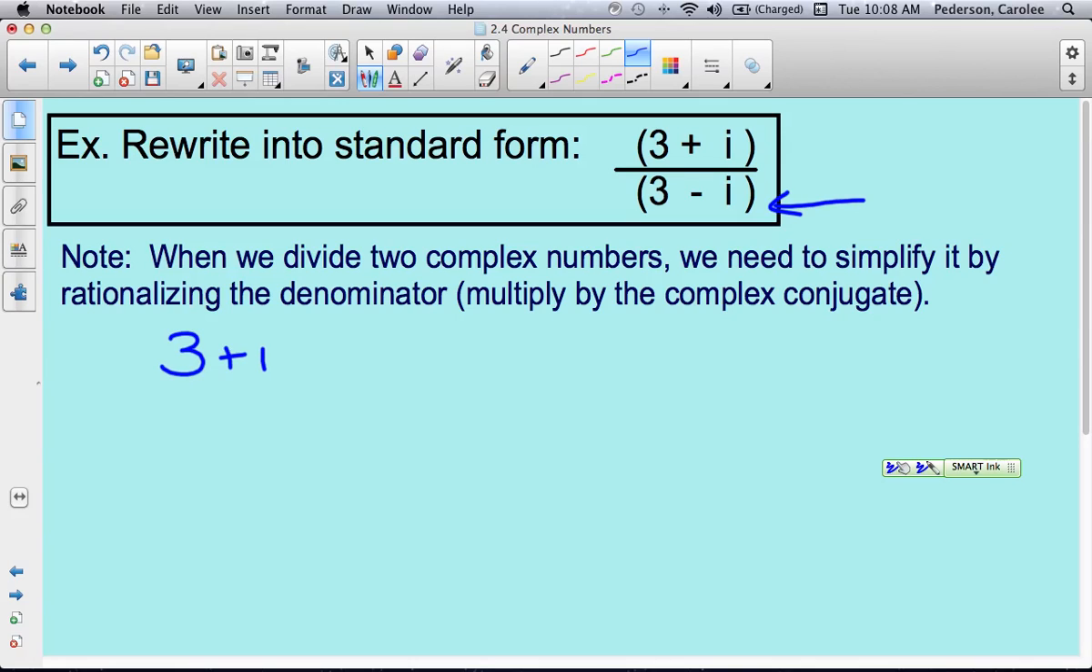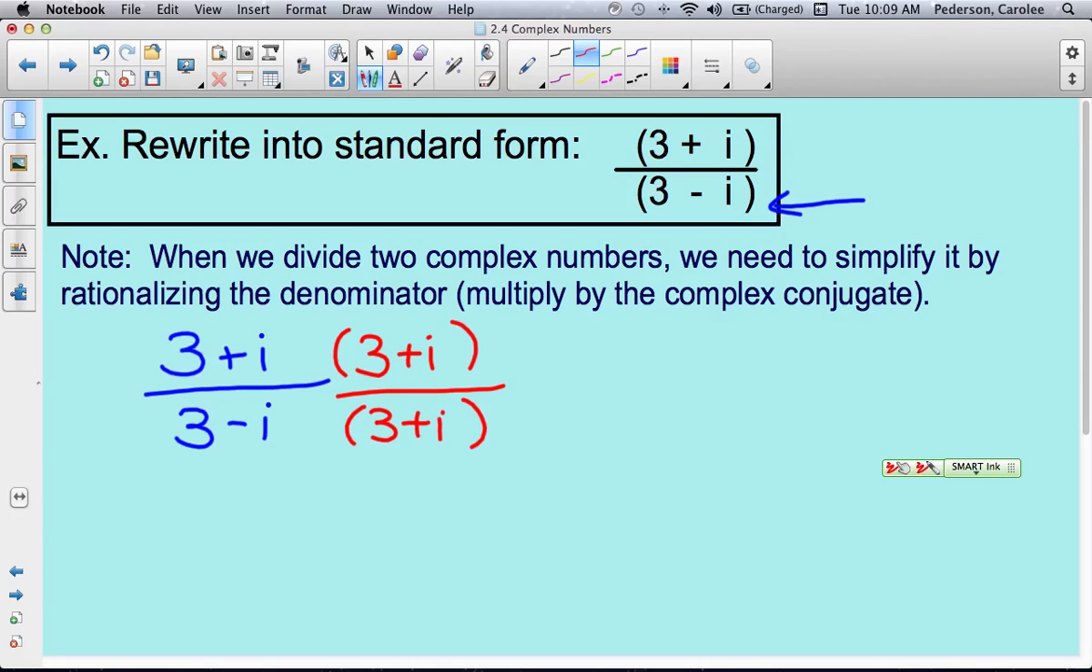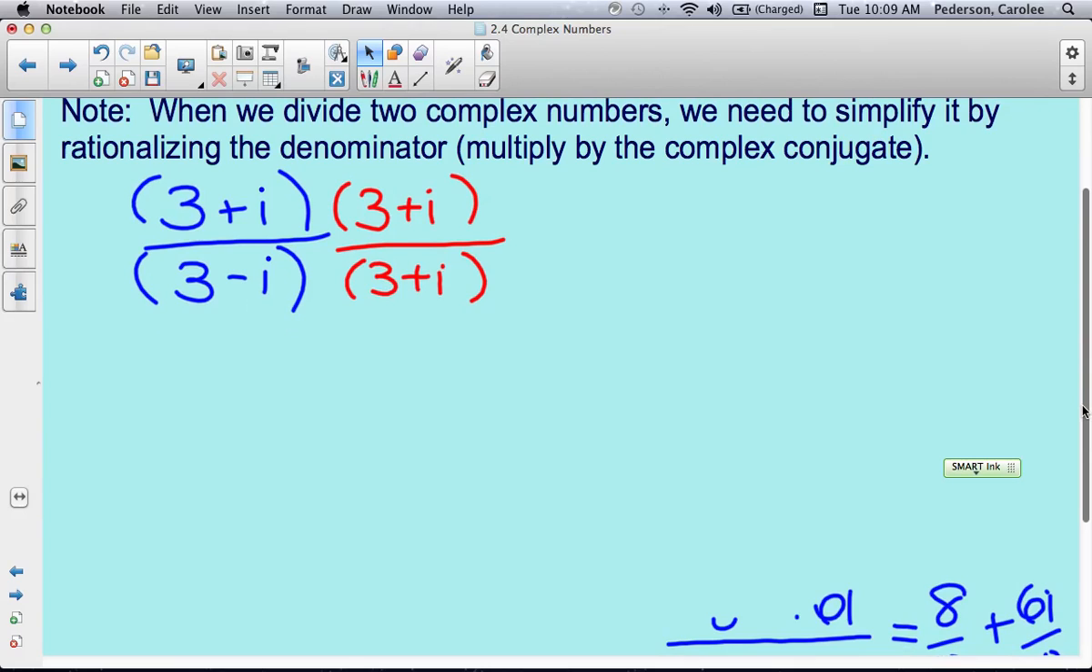So we have 3 plus i over 3 minus i. What is the complex conjugate of its denominator? 3 plus i, we're changing the sign of that. So we're going to multiply the numerator and the denominator by the complex conjugate of its denominator. So now we have to do some FOILing. So I'm going to add some parentheses here. I'll give you about a 1 minute lead time. Go ahead and multiply that. And remember, there's a shortcut to FOILing complex conjugates.